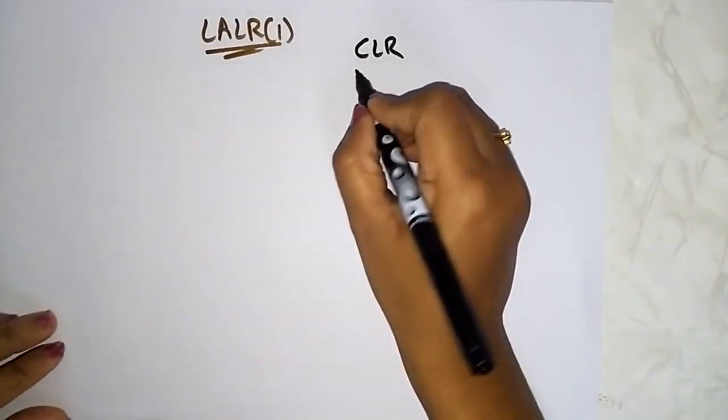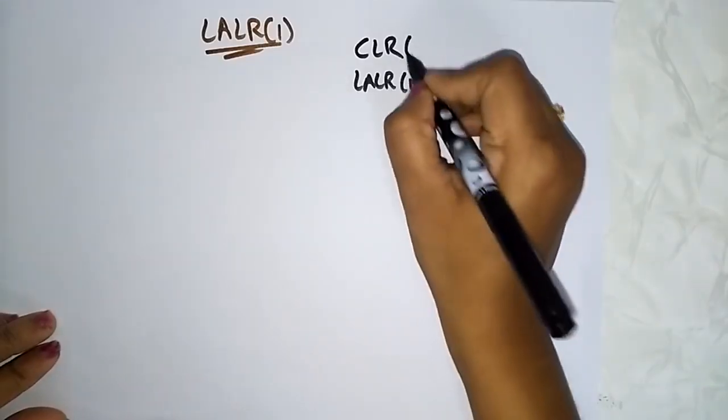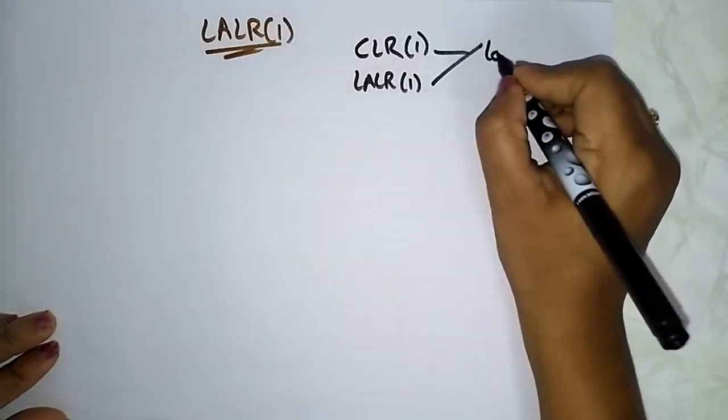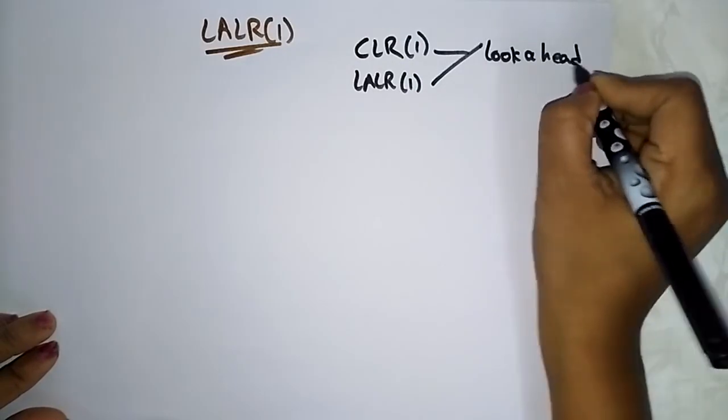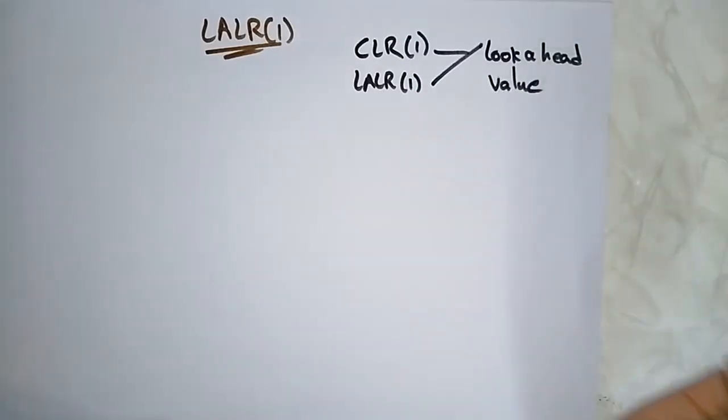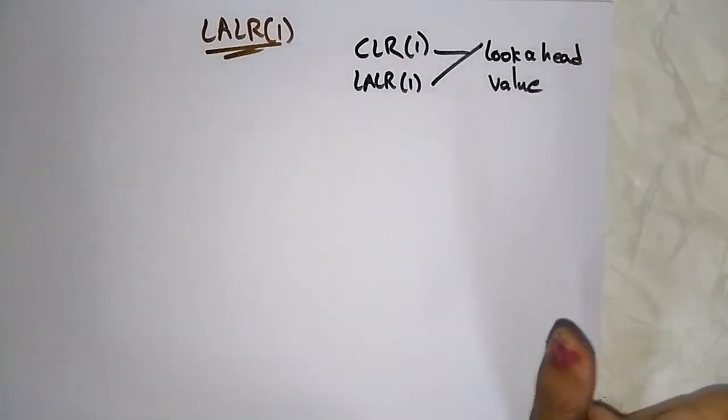Hi students, let's come to the last LR parsing, that is the LALR1. I said CLR and LALR1 both use the look ahead value. The look ahead values mean the reduce entry is written only under the look ahead values, not on the entire row and not on the entire terminals. That is the main difference between LR0, SLR and these parsers.